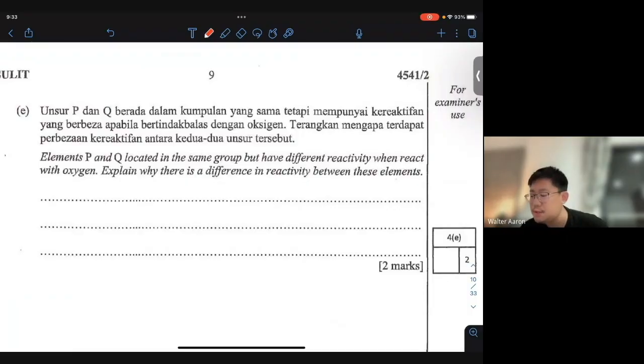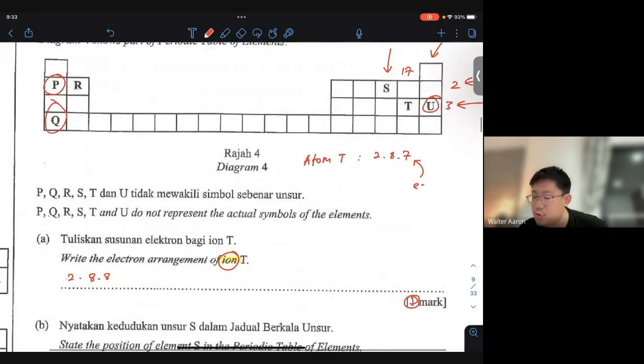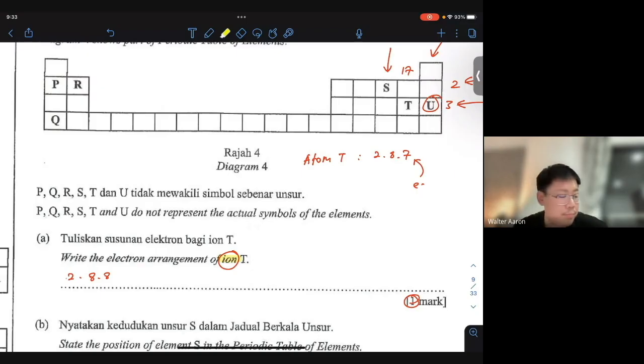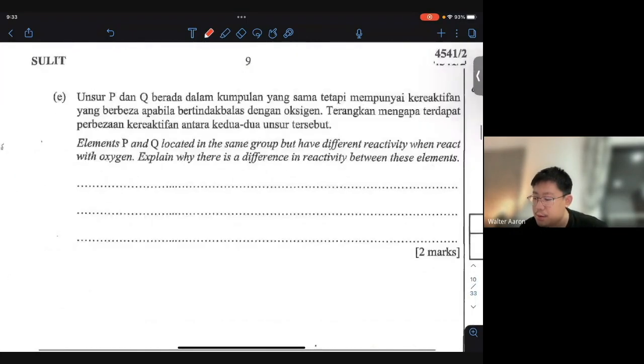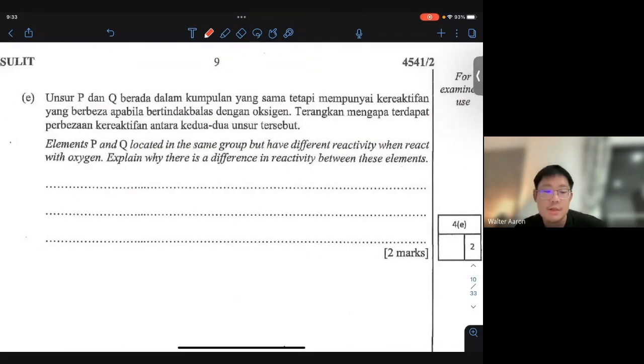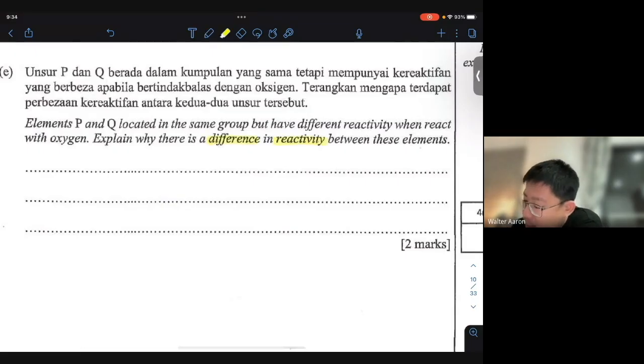Elements P and Q located in the same group but different reactivity when react with oxygen. Explain why there is a difference in reactivity between these elements. So P and Q is actually here, group 1 elements. Okay, group 1 element. So for group 1 element, you can say that going down the group, the atomic size increases. So the valence electron is located further away from the nucleus. So the attractive forces between the nucleus and the electrons become lesser. Okay. They ask you to explain the differences in reactivity only. They didn't ask you which is more reactive or which is less. So we need to explain those.